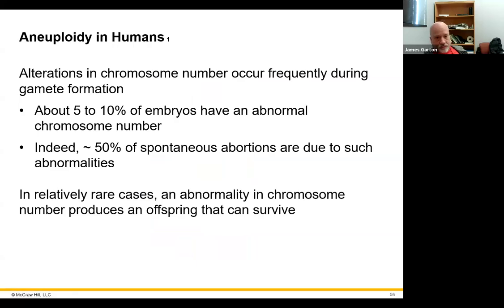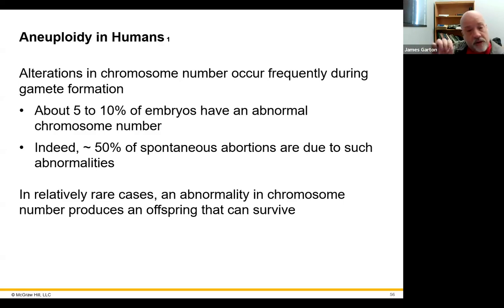And so usually these misdosages are lethal, actually. Now, even though aneuploidy is virtually guaranteed to be a lethality, it's not that uncommon. It is estimated maybe 50% of all human spontaneous abortions are due to aneuploidies. And that's a shockingly huge number.